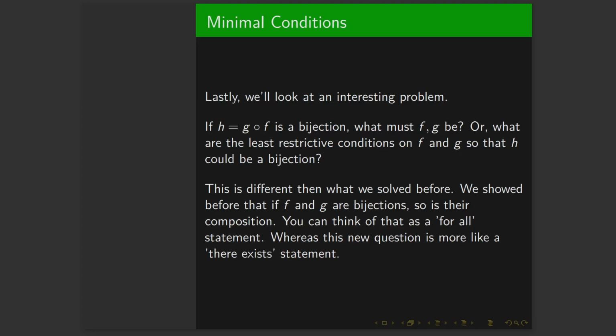So what's really weird is that you can think of the first question as a for all statement, as in, okay, we know that if f and g are bijections, we're guaranteed that h is a bijection, where this question is the exact opposite.